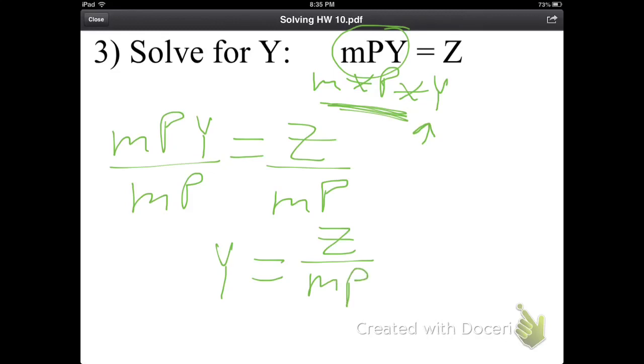You can't combine terms. They're completely different things. And we don't even know what the numbers are, so you're just going to leave it just like this. Just stop trying to do anything else. That's it.